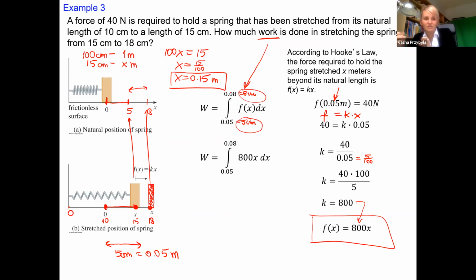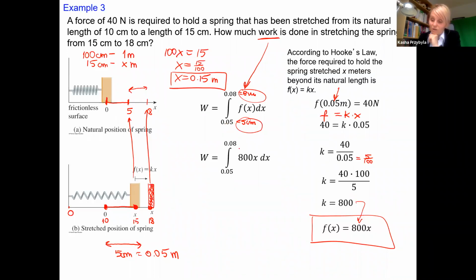Because it's different. Yes, the work will be different because we still have this stretching capability, which is actually the coefficient K telling me. I just want to explain this. We can't say 0. We have to say from 5 to 8.